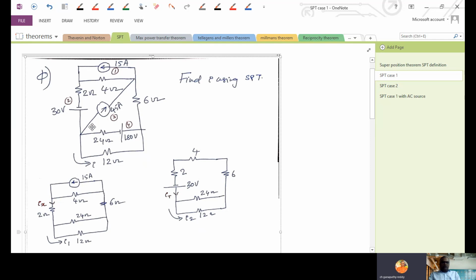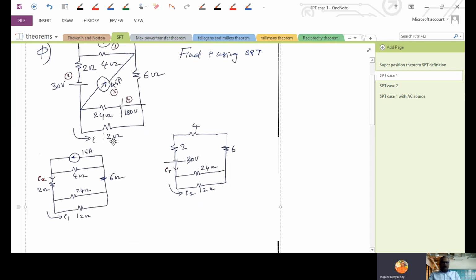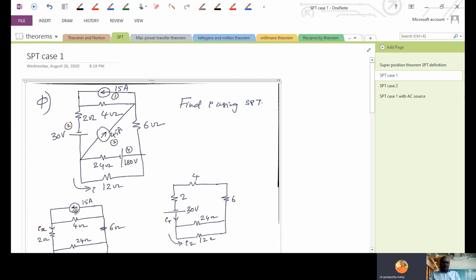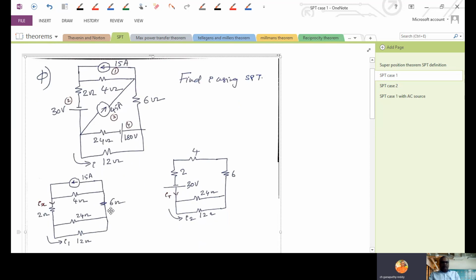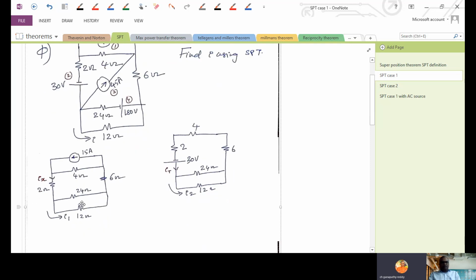So you can use superposition theorem in category 1. What is the procedure? Take sources one by one. First keep the 15 ampere current source, and all remaining sources are deactivated. Voltage source is short, current source is open. So this diagonal is a current source, so this path is open. Then the 2 ohm voltage source is zero, here it is shorted. Voltage source short, current source open. This 180 volts also short. Now this is the equivalent.